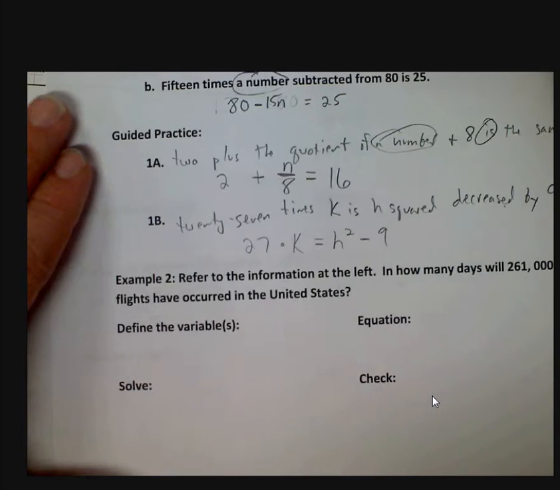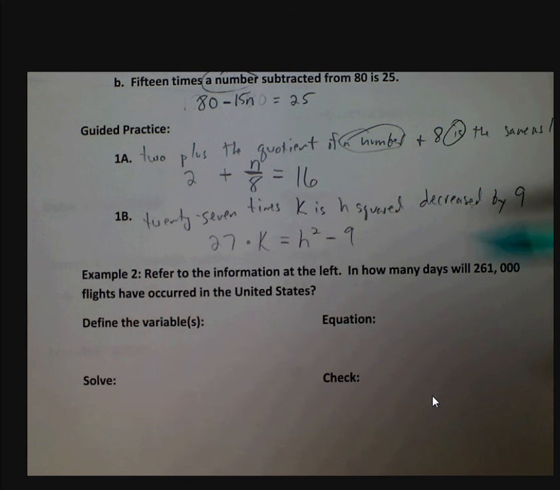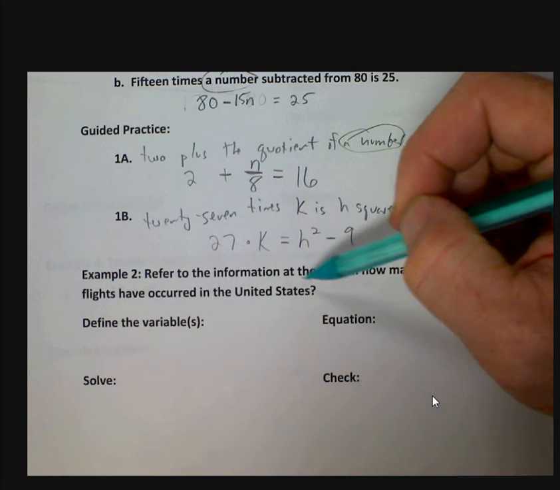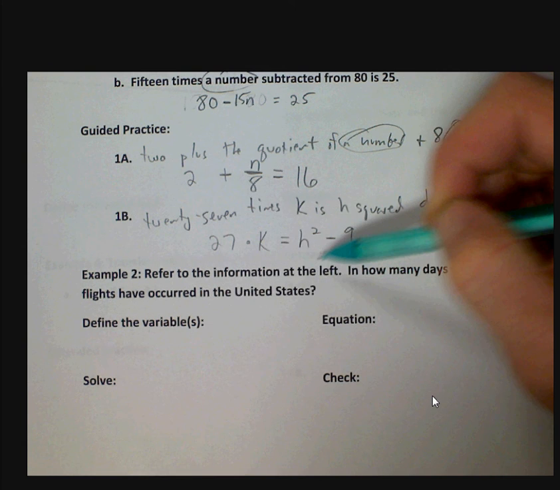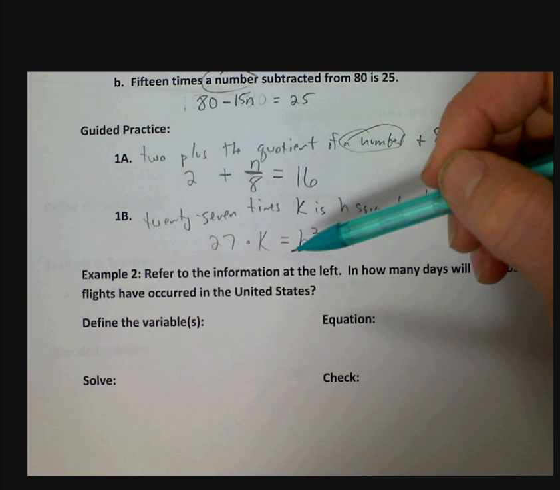Example 2. Example 2 says refer to the information at the left. So I wasn't able to type that up, so I want you to look at the information at the left in page 76, example 2. In how many days will 261,000 flights have occurred in the United States? So it says in 1919, Britain and France offered a flight that carried 2 passengers at a time. Now there are more than 87,000 flights each day in the United States.